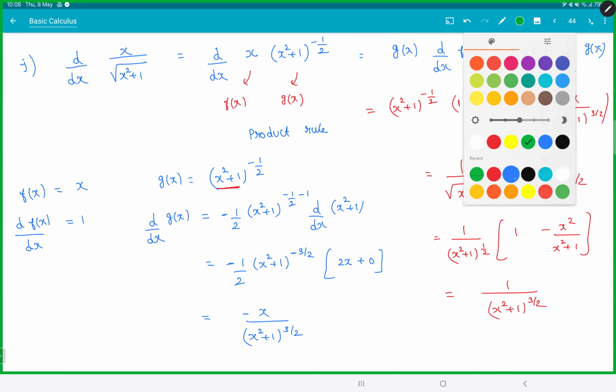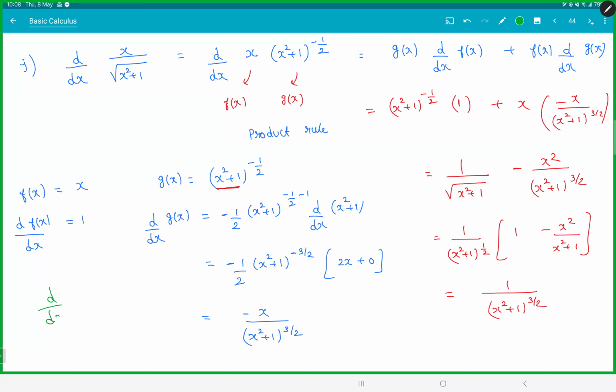And if you have got this, you guys try this now. I gave you an idea now. d by dx of x by x square plus 1 whole power 3 by 2. Do this one. I think if you can do it till here, it is sufficient. No need to simplify.